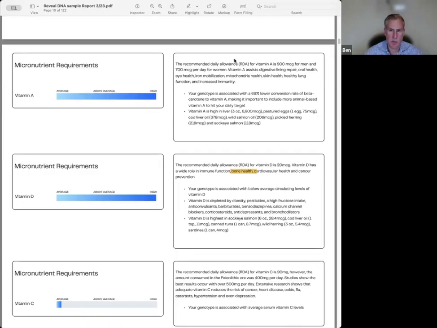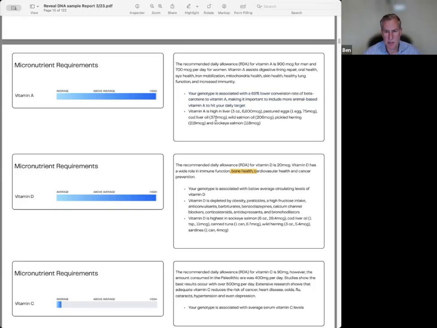So here you're going to see where vitamin A supports the body. We don't have to go through all of that. But this is what's important here. The genotype is associated with 69% lower conversion rate of beta-carotene to vitamin A, making it important for this person to include more animal-based vitamin A to hit the daily target, or supplement with vitamin A, or eat richer, more vegetarian sources to get the body to convert to retinol, get that functional vitamin A out of the foods they're eating.